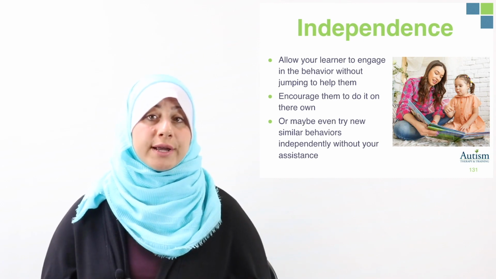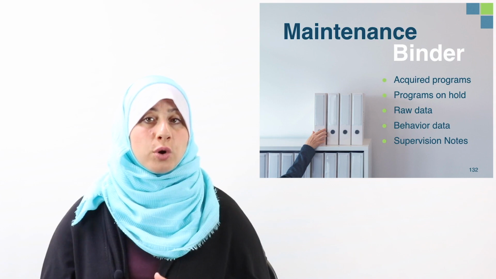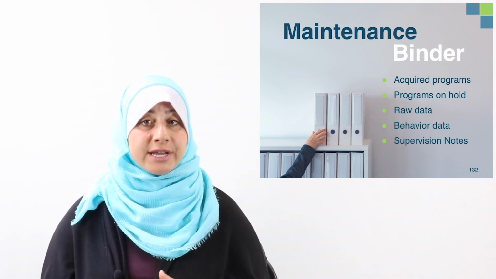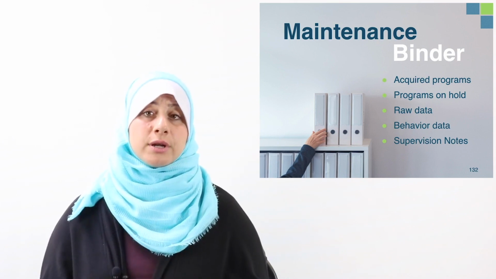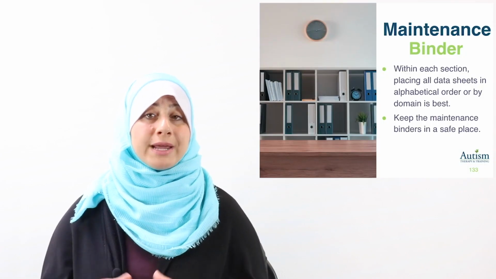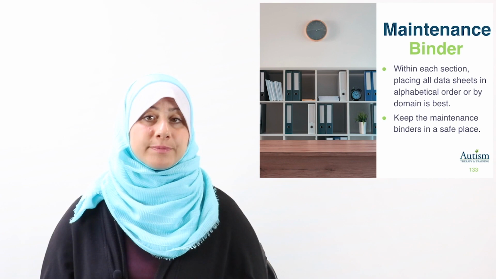It is best to organize the maintenance binder in sections if you have one: acquired programs, programs on hold, raw data, behavior data, supervision notes, and so on. Within each section, placing all data sheets in alphabetical order or by domain is best. Keep the maintenance binder in a safe place.